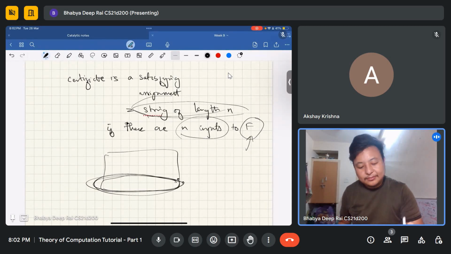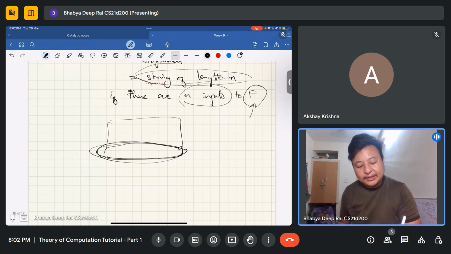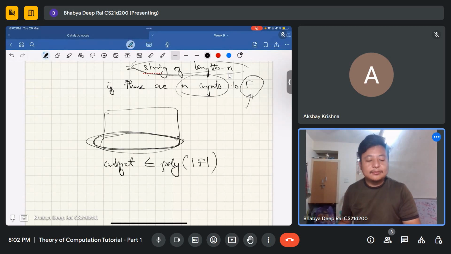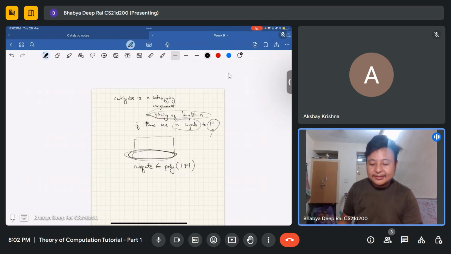Okay, so the certificate is of polynomial size on the given input, and it can be verified also easily. I'll just simply evaluate the function f on the certificate that you gave, and I'll check whether it's yes or no, and then I'll decide the language. Okay, so this is about certificates.